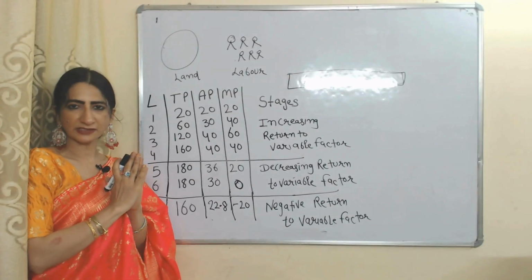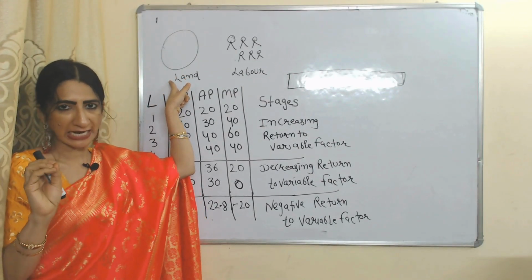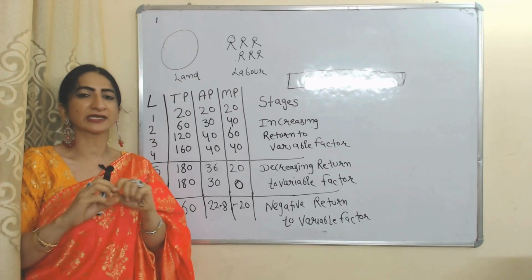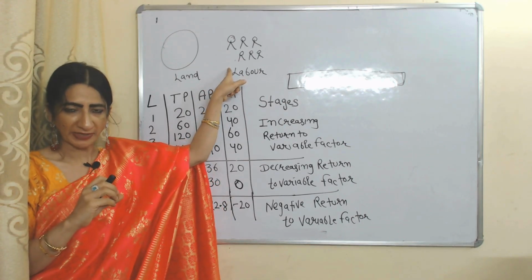We will understand this law with the help of a small example. I have a small piece of land. My land is fixed. I cannot change my land, but I can change my variable factor, labor.